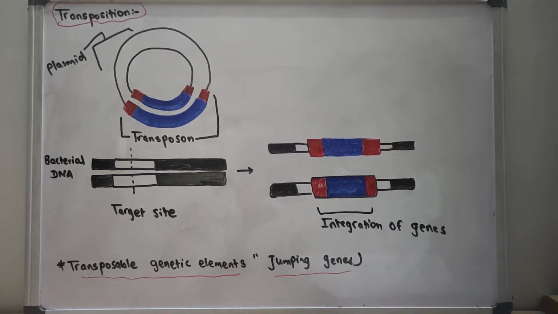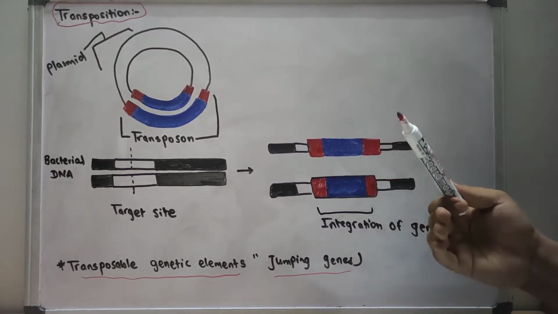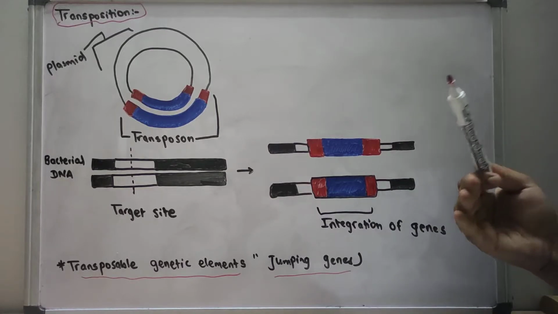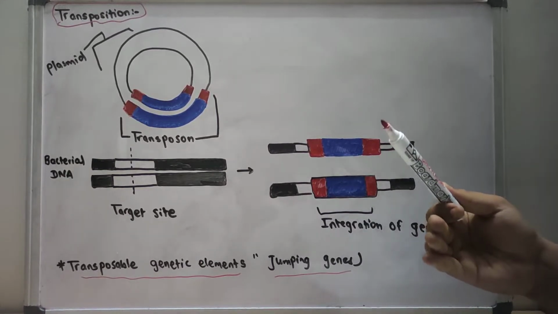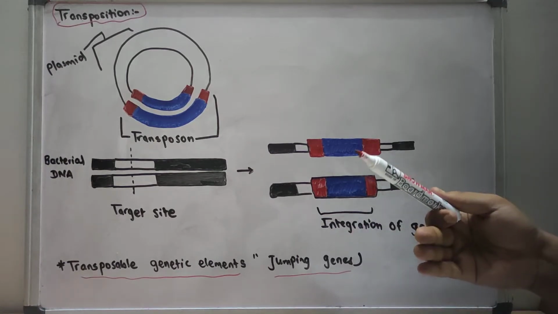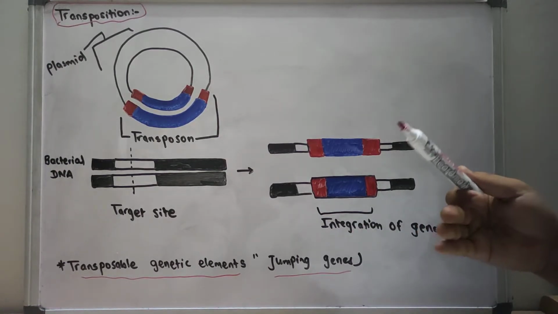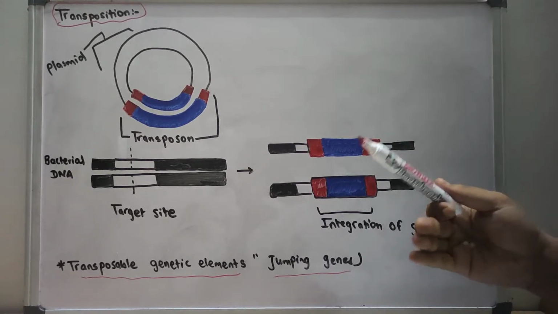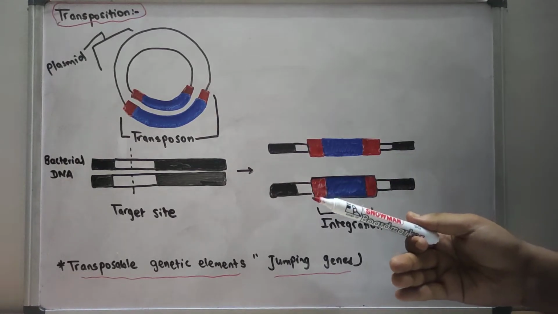Here, there are certain structurally and genetically distinct segments of DNA that have been identified, that have the ability to move around in a cut and paste manner between the chromosomal and the extrachromosomal DNA within the cells. So these DNA molecules are called transposons, also called jumping genes, and the mode of genetic transfer is called transposition.